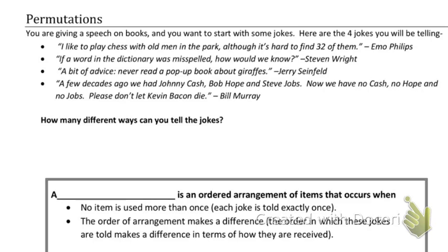Permutations are going to be like this one. You are given a presentation and you are going to start your presentation with a joke. You have 4 jokes to choose from. You are going to tell all 4 jokes. You just have to decide which joke you're going to tell first, which second, which third, and which fourth. How many possible ways are there to tell these jokes in a particular order? So it's a lot like the counting principle. On my first joke, when I start off, I have 4 jokes to choose from. I'm going to choose one from those 4.